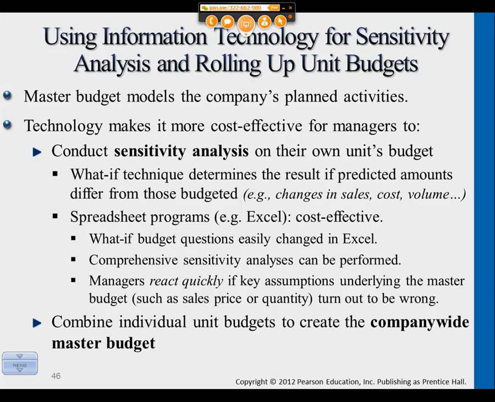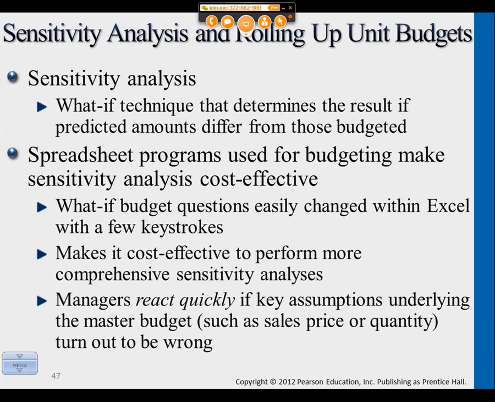I'm going to also use spreadsheet programs, right? They're very cost effective. They're going to let me do the what-if budget questions and see the changes in Excel. Comprehensive sensitivity analysis also can be performed, and then managers can react very quickly if our key assumptions underlying the master budget are not quite aligned with the budget. Okay, so combining individual unit budgets to create the company-wide master budget is another way we use technology to put together a master budget consisting of all the little budgets, right? Okay, so what is the sensitivity analysis?